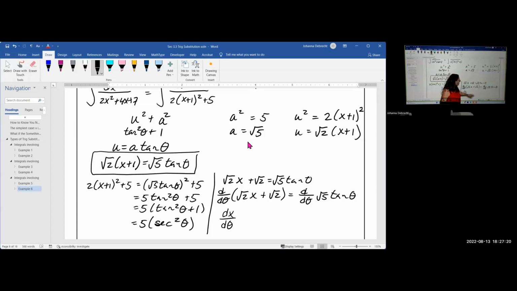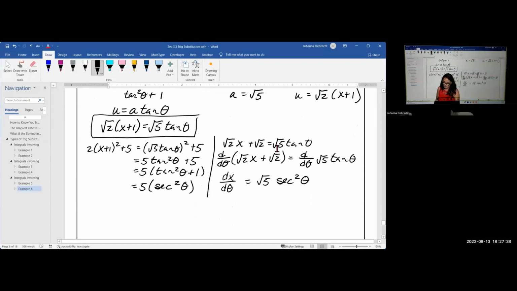And then the derivative of the right side, the radical 5 is a constant, so it pulls through. And the derivative of tangent of theta with respect to theta is secant squared of theta. So we get radical 5 secant squared of theta. Okay. Now the next thing that we want to do, and I've lost something. What did I lose? I lost my radical 2, which should have come to the front.